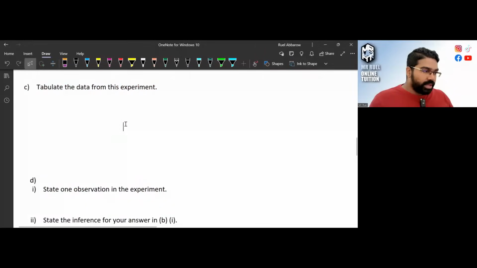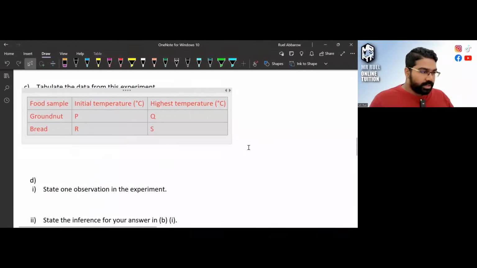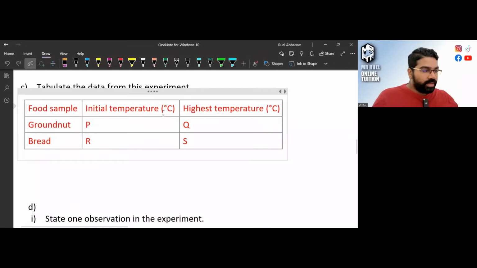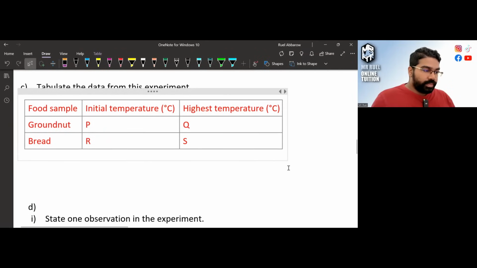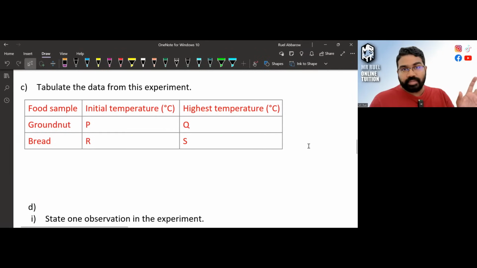Okay, so what will the table have? Whatever we recorded. So you have an initial temperature. Of course, you fill in whatever values you got in the experiment itself. All right. So initial temperature, highest temperature, done. After you fill that, finish. The table is very simple here.